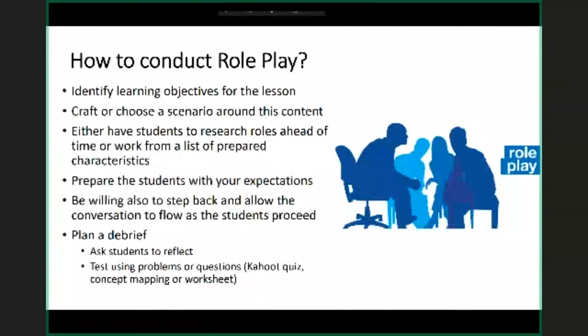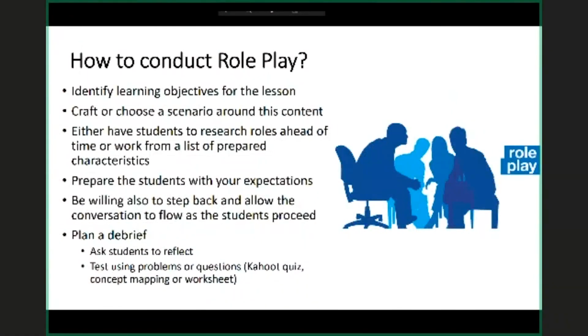So in terms of how do you conduct a role play and how would you get started? Some recommendations are to identify a learning objective for the lesson first. We always want to use backward design: first know what we are supposed to achieve in that course, looking back at the course outline and then the lesson that you're planning to achieve that. You want to craft or choose a scenario around that context. And then have the students either research their roles ahead of time or work from a list of prepared characteristics.